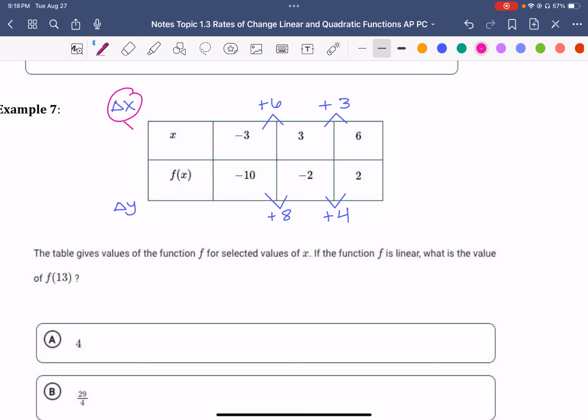I'm going to be coming down, dividing this over here so I can actually find the rate of change. So we got -8/6 and +8/6 and 4/3. Okay, so let me reduce this. 8/6 is also 4/3 and then this one is still 4/3.